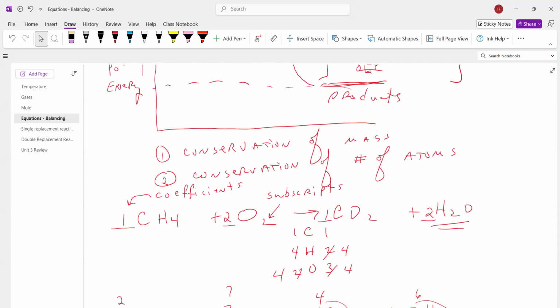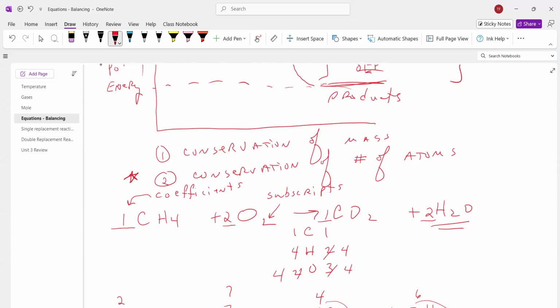And also the number of atoms. If you start with 5 hydrogens, you have to end up with 5 hydrogens, unless you're talking about nuclear chemistry. But in non-nuclear chemistry, you start with 5, you end with 5. Start with 10, end with 10. And number 2 involves balancing equations. It's a conservation of the number of atoms.